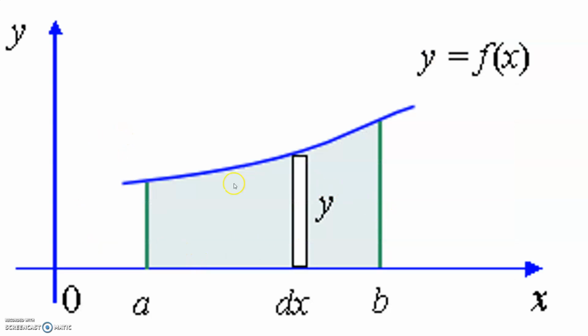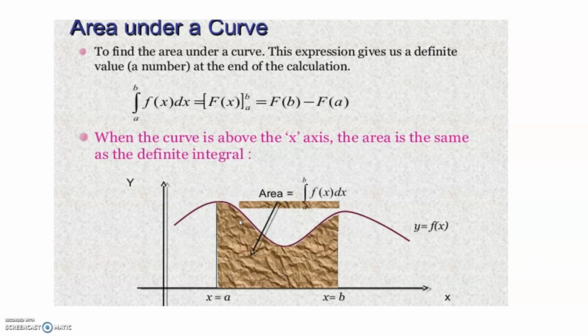In this graph, y is equal to f of x, this is the x-axis, and this is the y-axis. So we have to find the shaded region area, so we have to use the definite integral concept. What is that? Area under the curve. To find the area under the curve, this expression gives us a definite value at the end of the calculation.